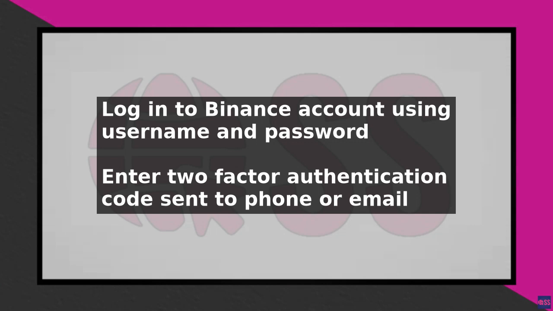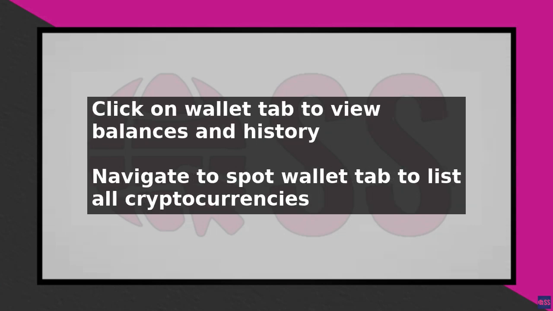Once you are logged in, click on the Wallet tab at the top of the page. This will take you to your wallet overview page where you can view your balances and transaction history. From the Wallet Overview page, click on the Spot Wallet tab.